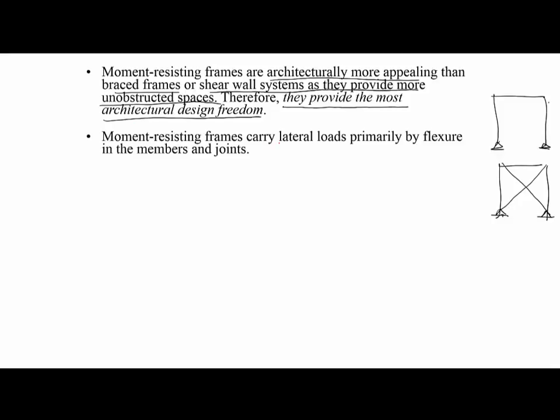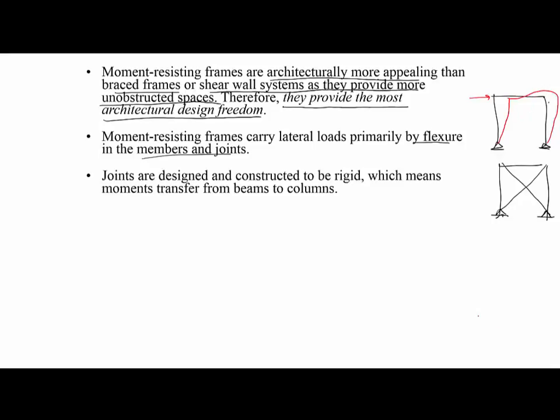Moment resisting frames generally carry the lateral load primarily by flexure in the members and joints. As I showed you before, and let me just again show you, if you have got lateral loads here, then this frame is basically going to bend like this, which means that it's resisting the lateral load through the bending of the beams and columns. Joints are designed and constructed to be rigid, which means that they can transfer moment between the column and beam.